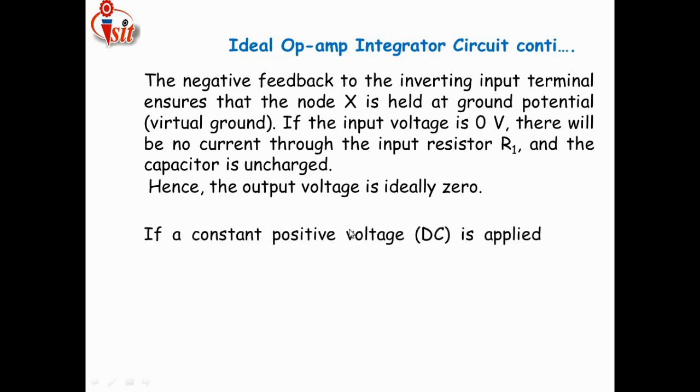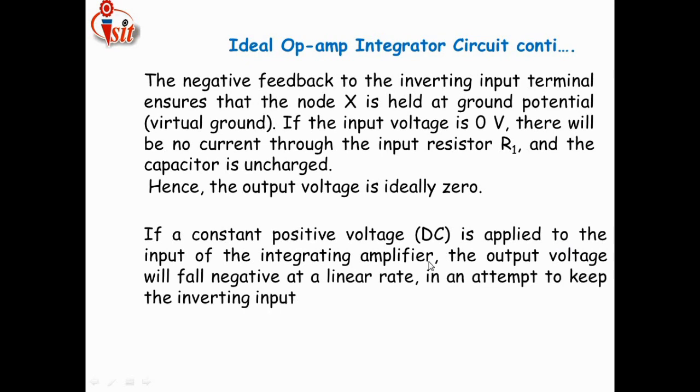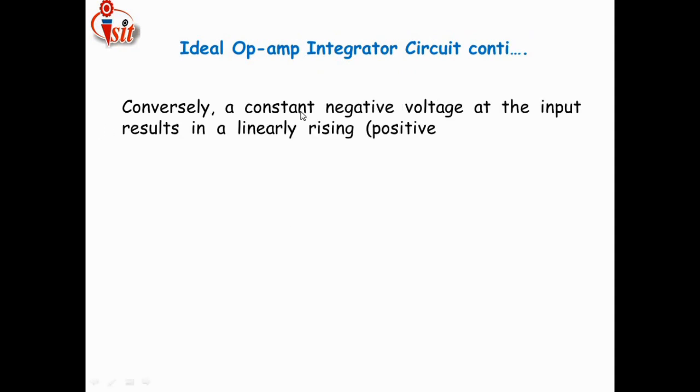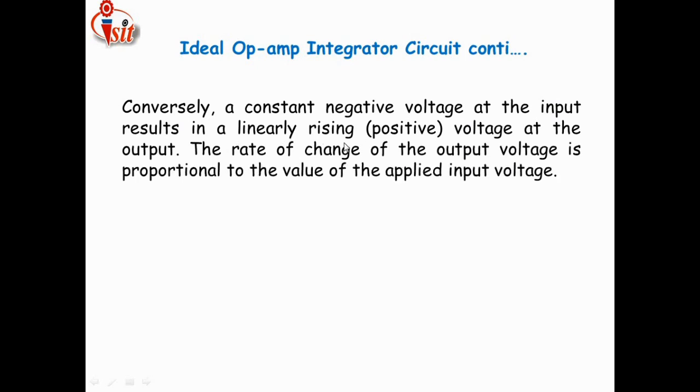Then just see here, if a constant positive voltage, that is a DC voltage, is applied to the input of the integrator amplifier, the output voltage will fall negative at a linear rate in an attempt to keep the inverting input terminal at ground potential. Along with that, ground potential is connected directly through the minus VEE to ground. Similarly, a constant negative voltage at the input results in a linearly rising output, that is the capacitor charging period, giving a positive voltage at the output.